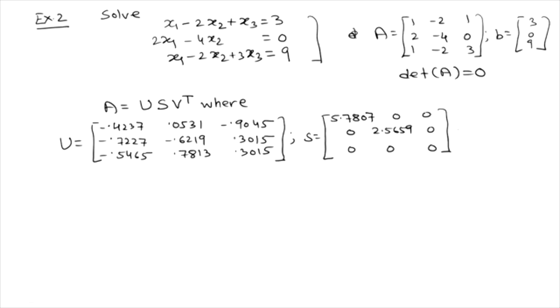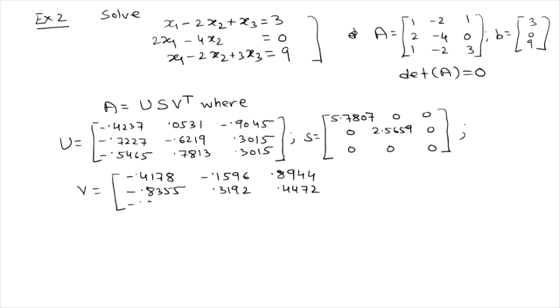And finally, matrix V is given as 4178 minus 0.1596, 0.8944, 0.8355, 0.3192, 0.4472 and then minus 0.3568, 0.9342 and this entry is 0.